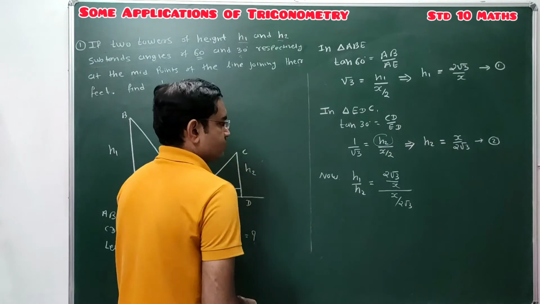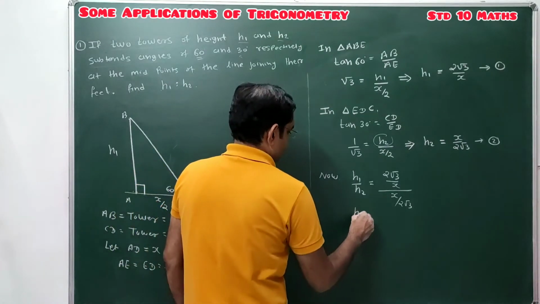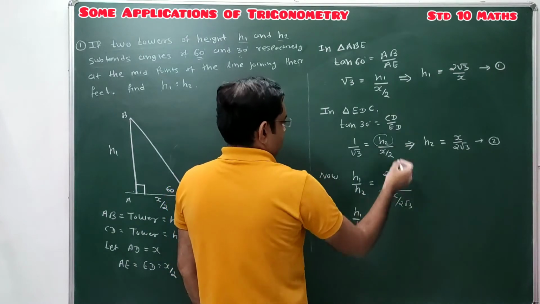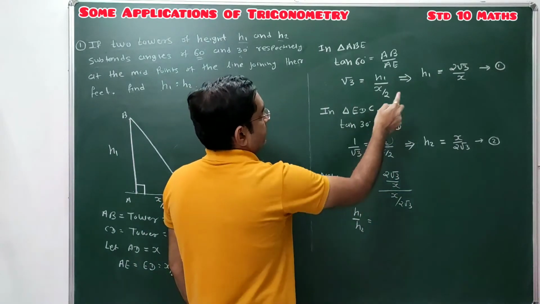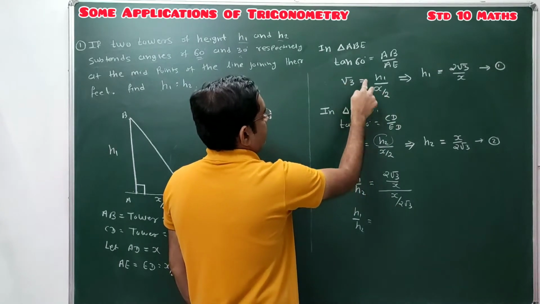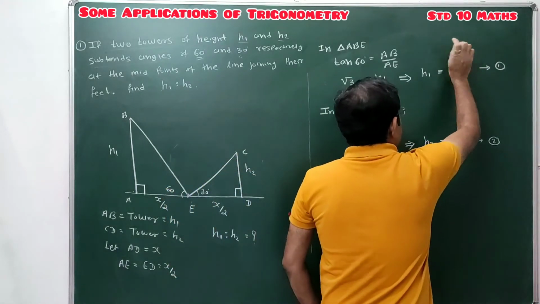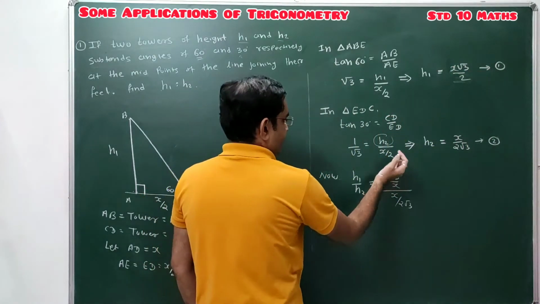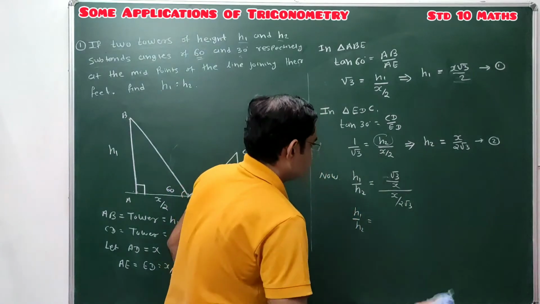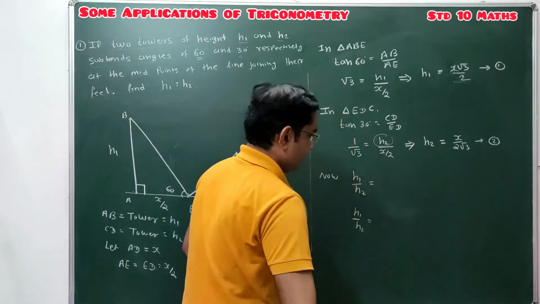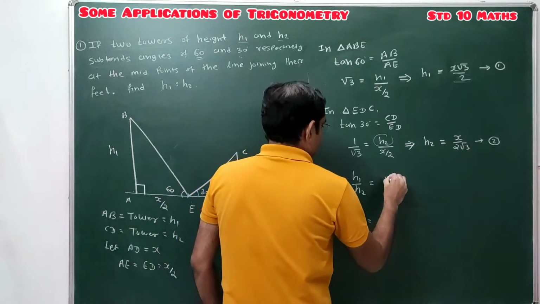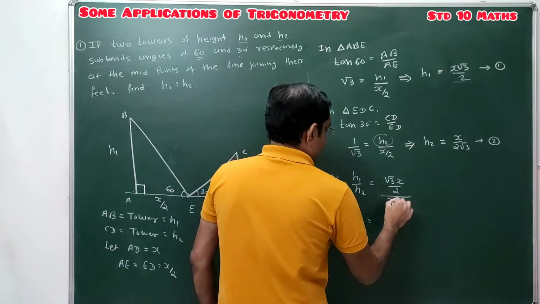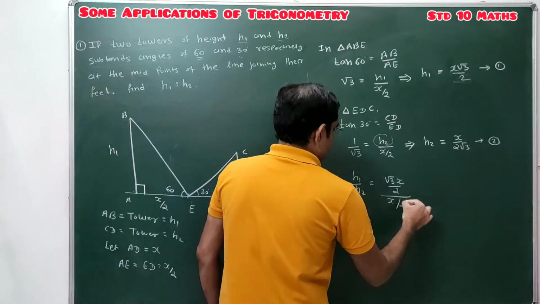So this is equal to... here I made a mistake. On cross multiplying, it will be root 3x by 2, root 3x by 2. So it's root 3x. This will be H1 upon H2. So it's root 3x by 2 upon H2, which is x upon 2 root 3.